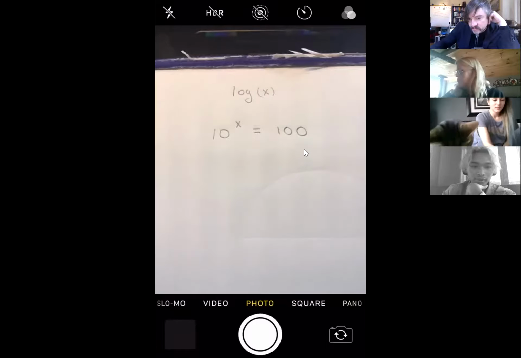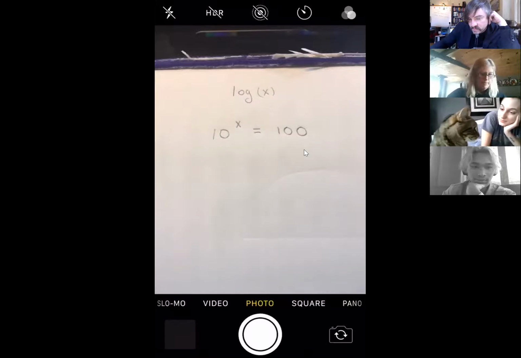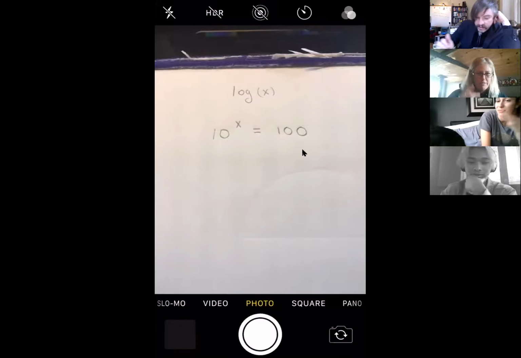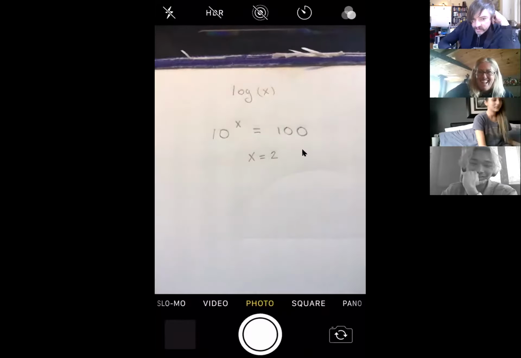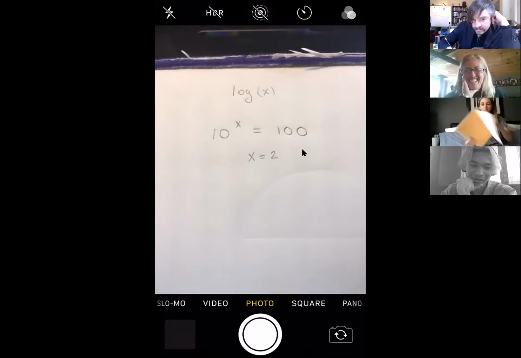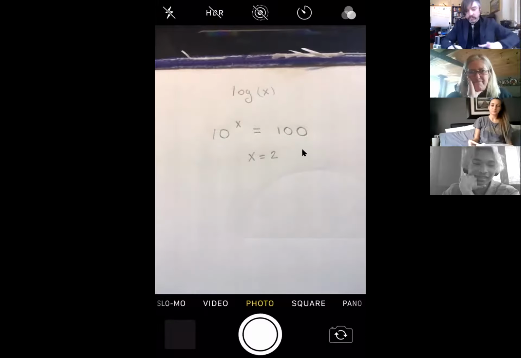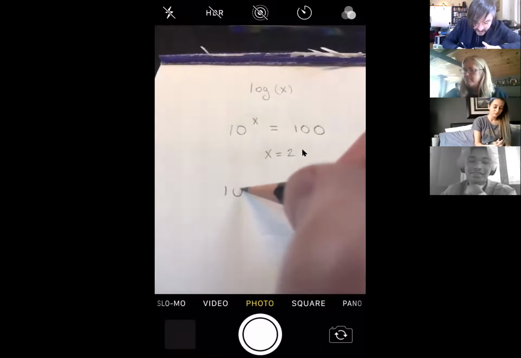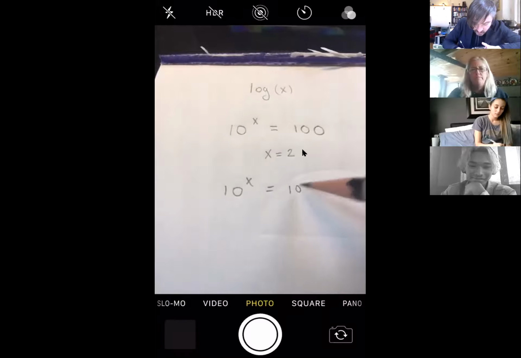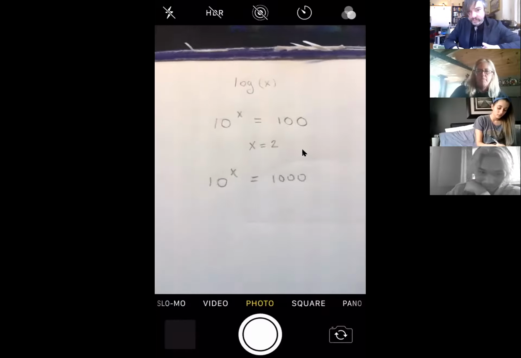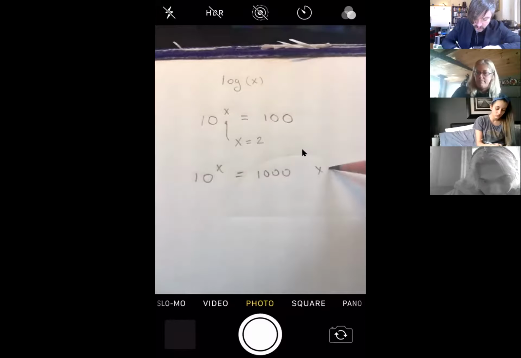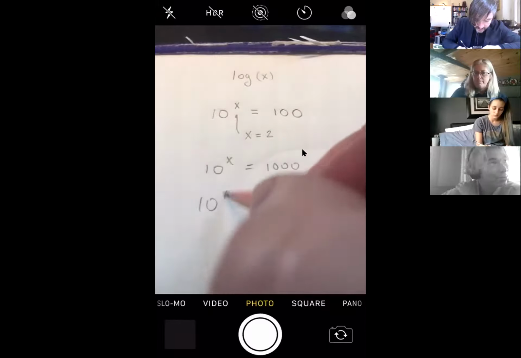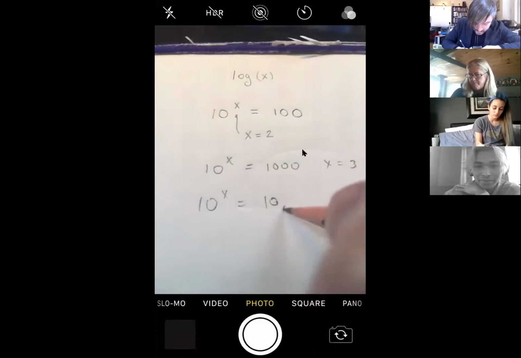10. 1, 2, 2, 2, 2. My fault too. Okay. x is clearly 2. How did you know that, Arunsak? Why don't we explain this to everybody? 10 to the 2 is 100. Yeah, 10 squared is 100. So if I said 10 to the power of x equals 1,000, what would x be then? 3. Good.